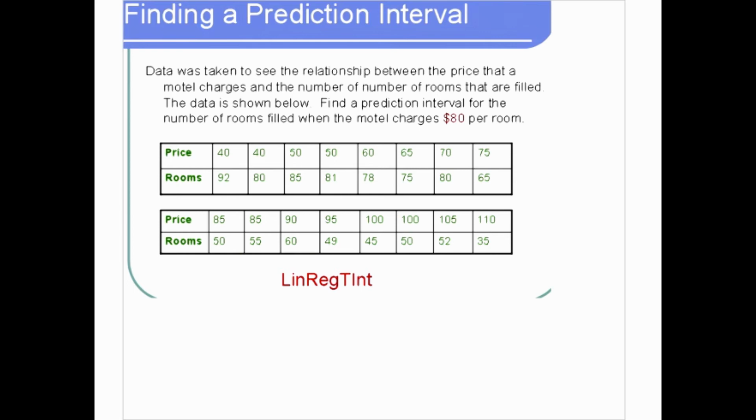Okay, so here's the question I've got for you. Data was taken to see the relationship between the price that a motel charges and the number of rooms that are filled. Real important if you're a manager of a motel. You want to decide how much you're going to charge because you want to maximize profit, basically. So the data is shown below. Find a prediction interval for the number of rooms filled when the motel charges $80 per room. Any questions on the question?